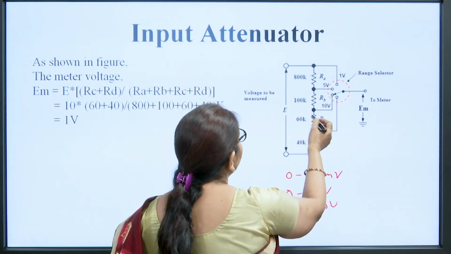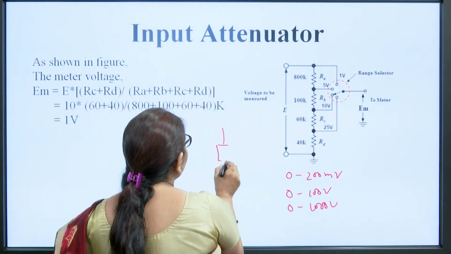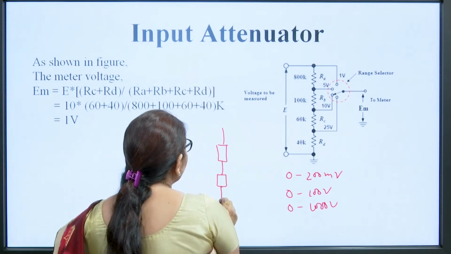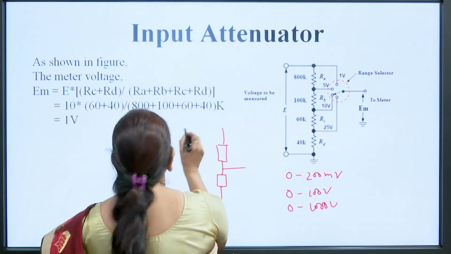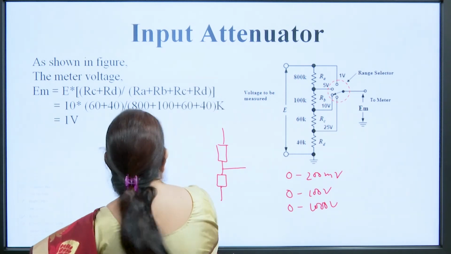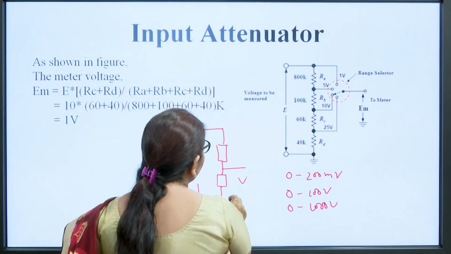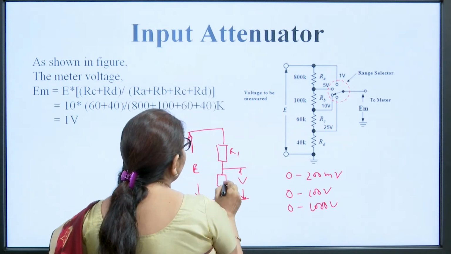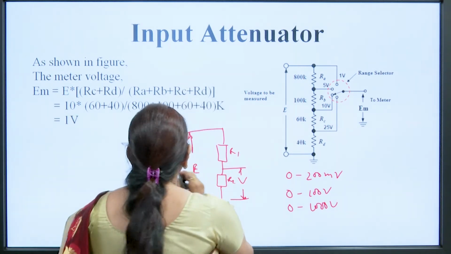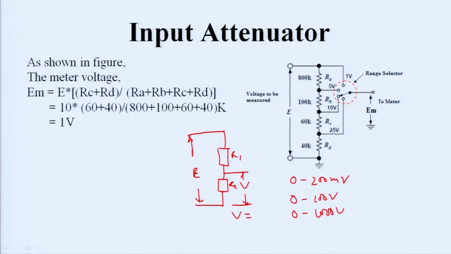So, we can see a voltage divider network. We know that in a voltage divider network, suppose there are two resistances, R1 and R2, and suppose the input is applied over here, the input is E, and the voltage at this point is V. So, the voltage V is equal to the resistance across which we want to measure the voltage, divided by the total circuit resistance. So, V is equal to R2 divided by R1 plus R2, into E. This is the voltage divider rule.